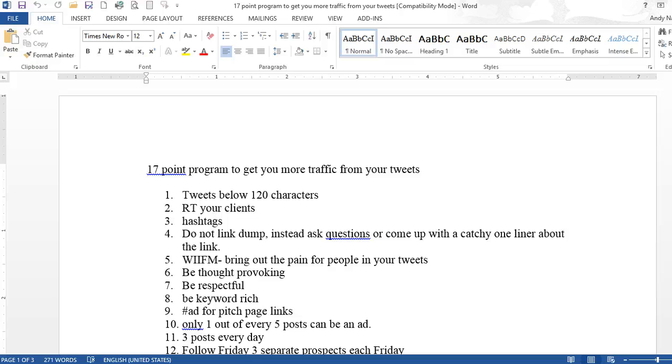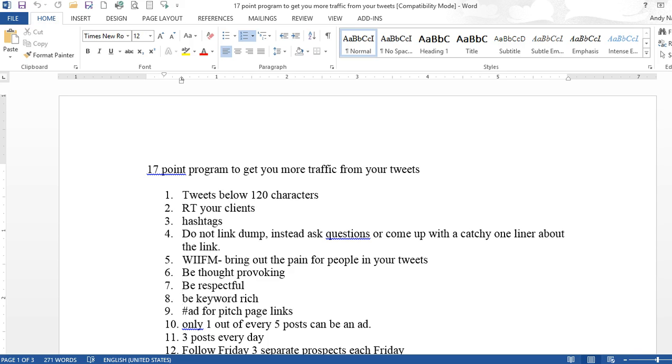Another thing is retweeting your clients is generally a good thing. So if you have retweets for your clients, that's not a bad thing to include in here. Hashtags, that's the pound sign, we already talked about that. Do not link dump. Notice how I only put one link per tweet at most? Don't put a million links in there. Don't just put a link in by itself. Ask a question or come up with a catchy one-liner about the link.